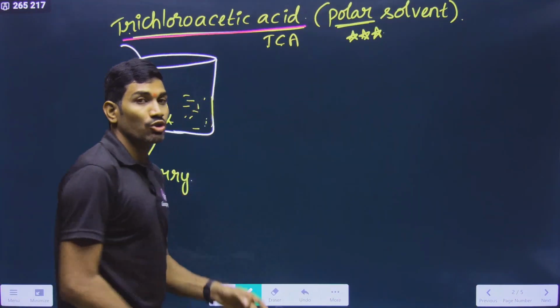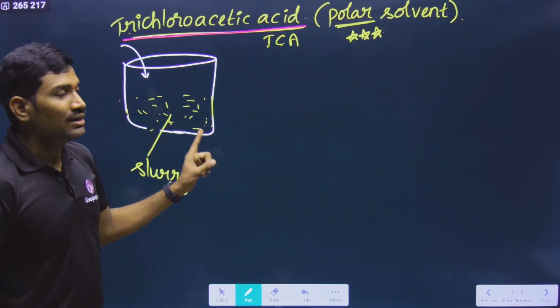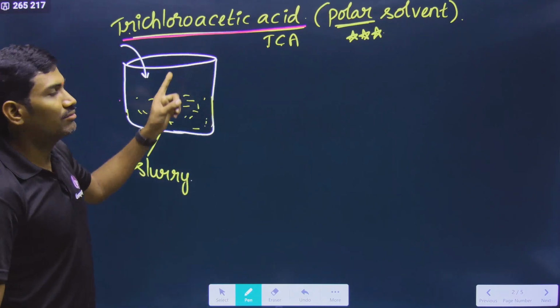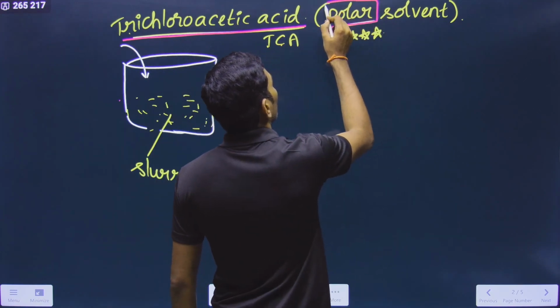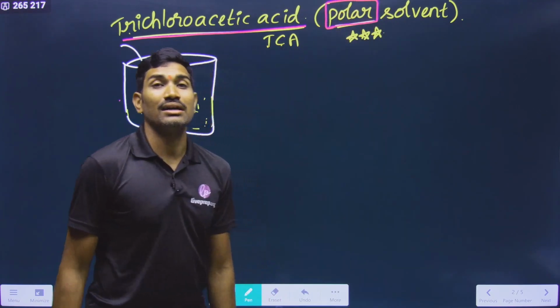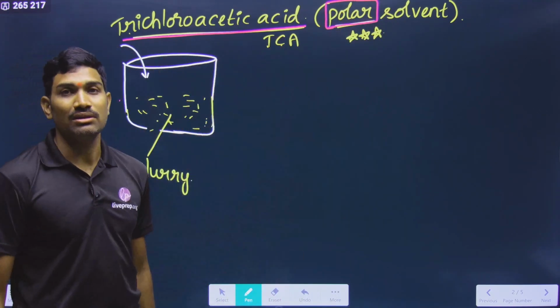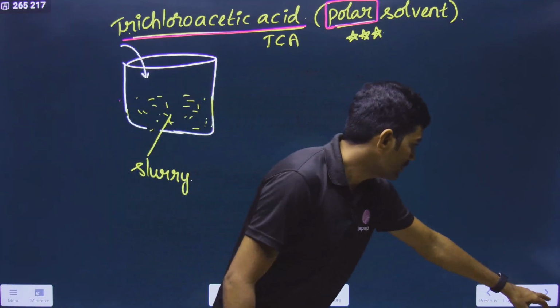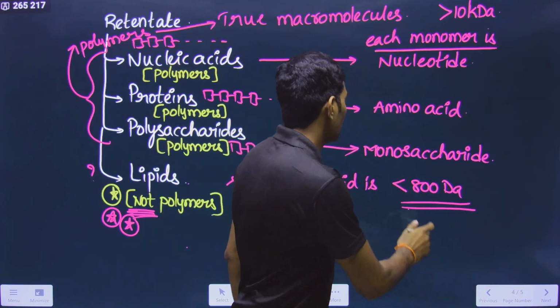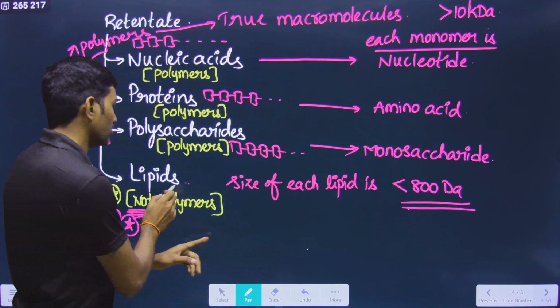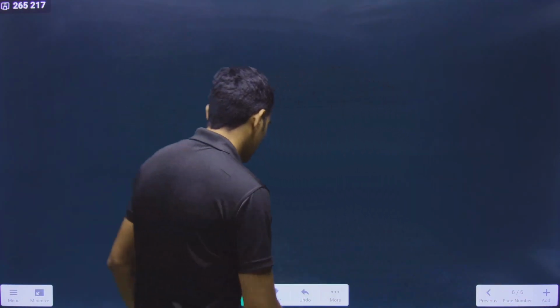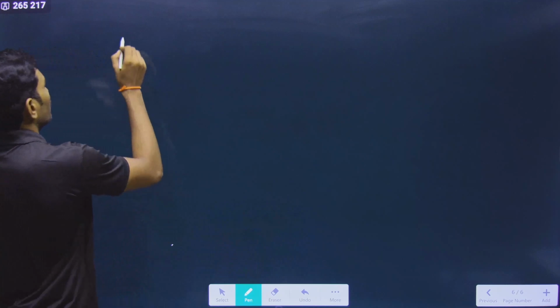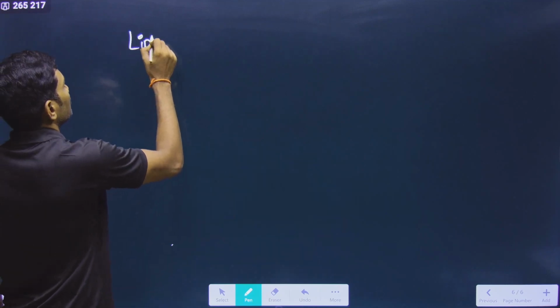trichloroacetic acid is the solvent that we used here. Trichloroacetic acid is the solvent that we used here. And this solvent has polar nature. Polar nature. That means it is water soluble. But here we are talking about the lipids. Now let us see the nature of lipids and then we will see the explanation for this. Now we are talking about the lipids. Observe carefully. Lipids.